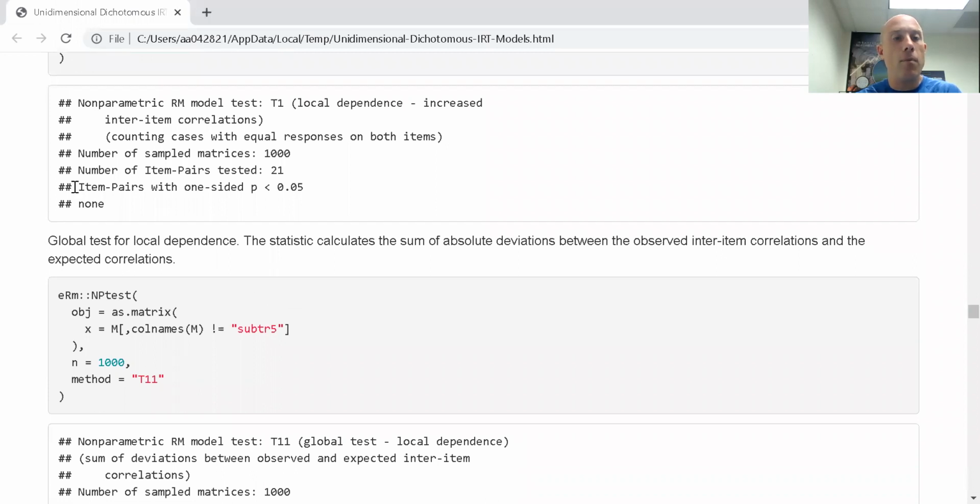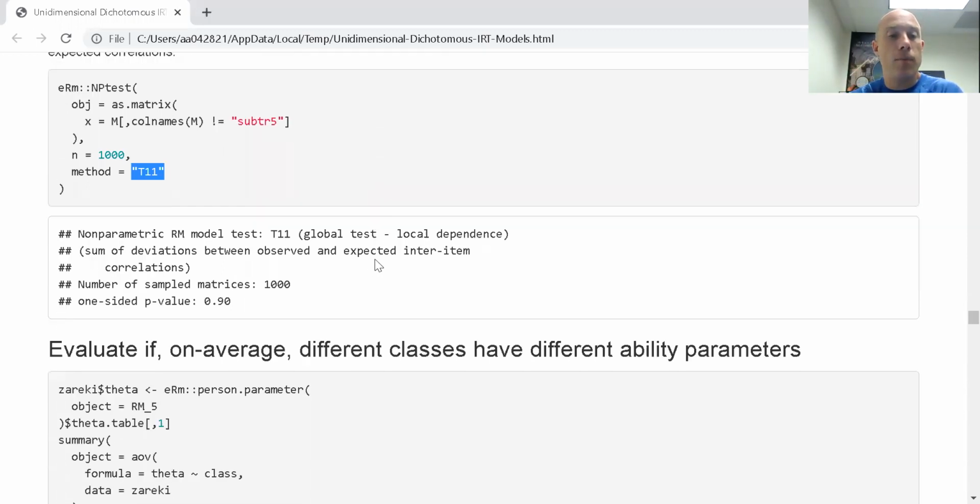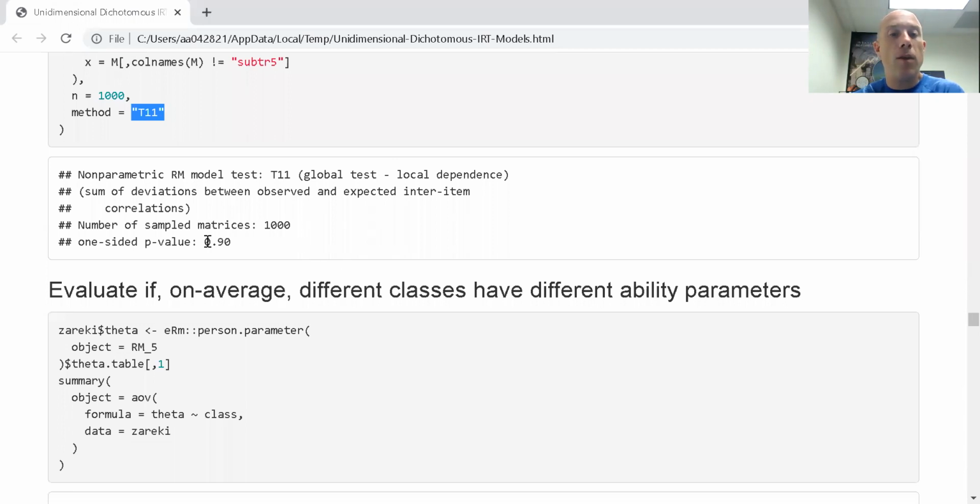And items, pairs with one-sided p-value less than 0.05, none. All right, so that is reassuring that we don't have any issues. Now for a global test for dependence, I run the same thing, but now I go T11. This statistic calculates the sum of absolute deviations between the observed inter-item correlation and the expected correlations. And we see that we failed to reject the null hypothesis. Okay.